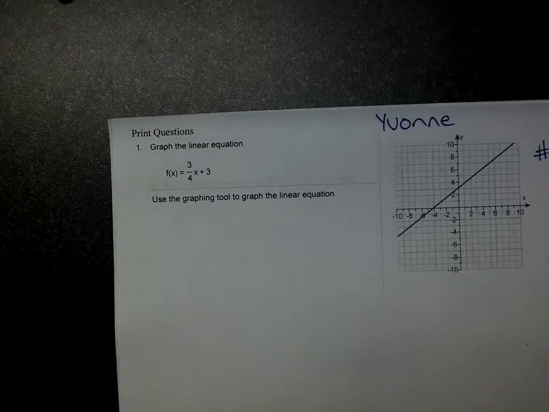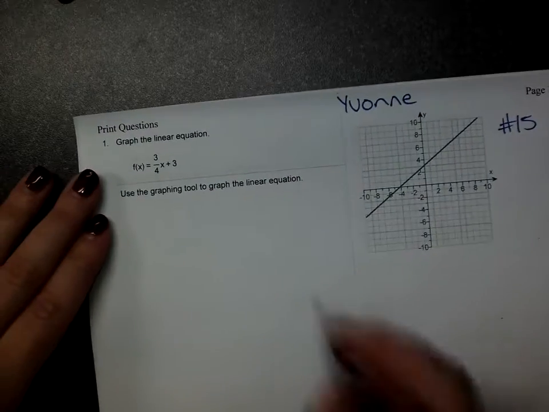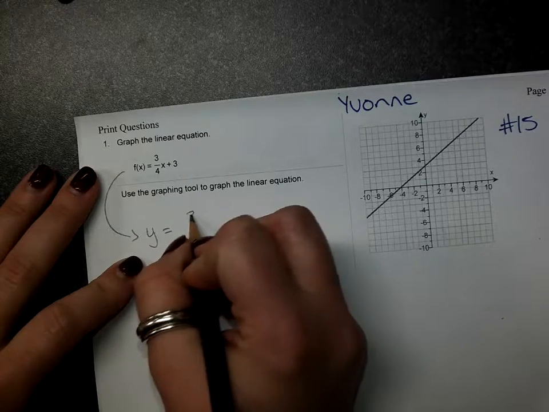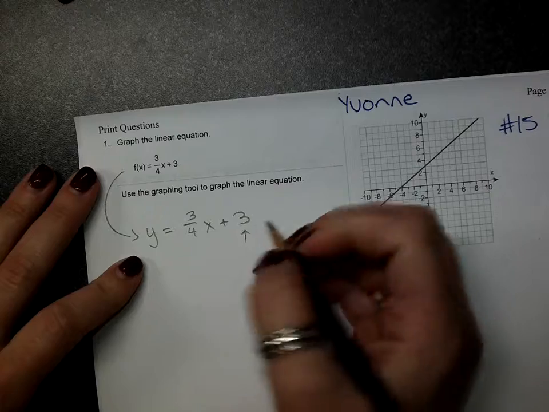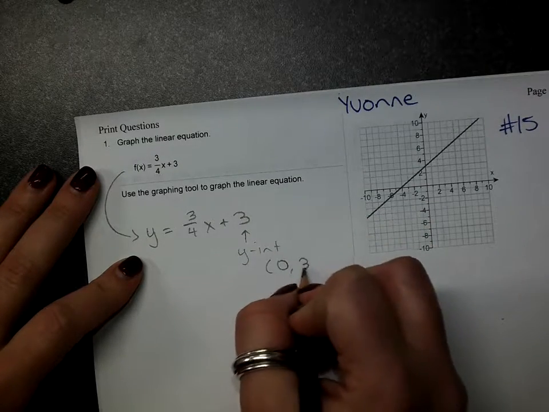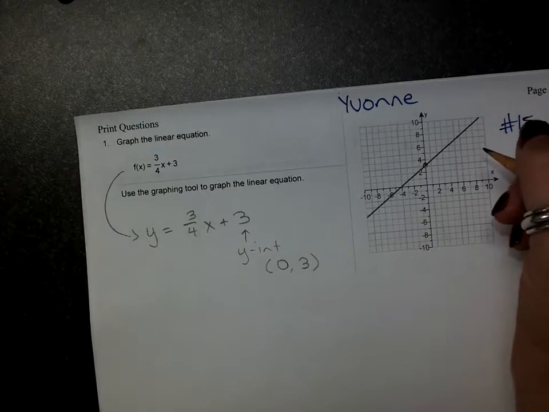The next one you emailed me about is pretty straightforward. This should be pretty easy. F of x, remember, equals y. It's 3/4 x plus 3. This plus 3 is the y-intercept. So we start at 0, 3. So that's why the line goes through 0, 3.